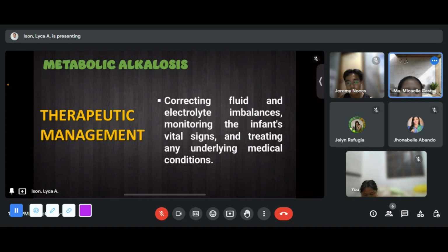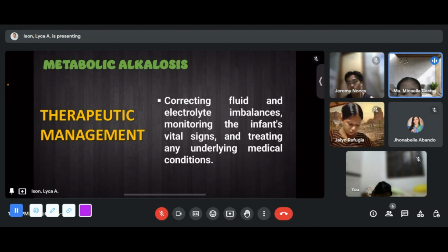So, therapeutic management: correcting fluid and electrolyte imbalances, monitoring the infant's vital signs, and treating any underlying condition. So, this may include administering intravenous fluids and antiemetic medication, or involving a pediatrician or other healthcare professional. Next.